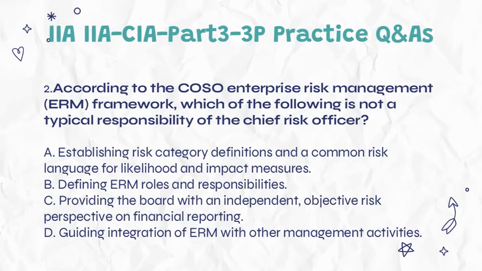2. According to the COSO Enterprise Risk Management framework, which of the following is not a typical responsibility of the Chief Risk Officer? A. Establishing risk category definitions and a common risk language for likelihood and impact measures. B. Defining roles and responsibilities. C. Providing the board with an independent, objective risk perspective on financial reporting. D. Guiding integration of ERM with other management activities.